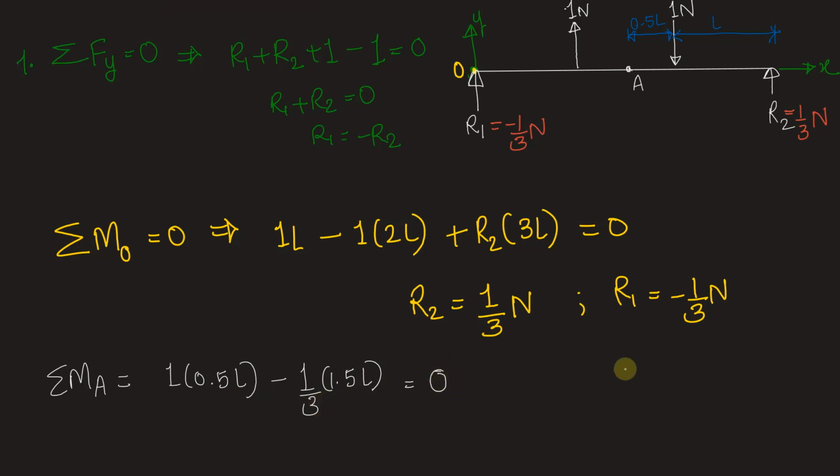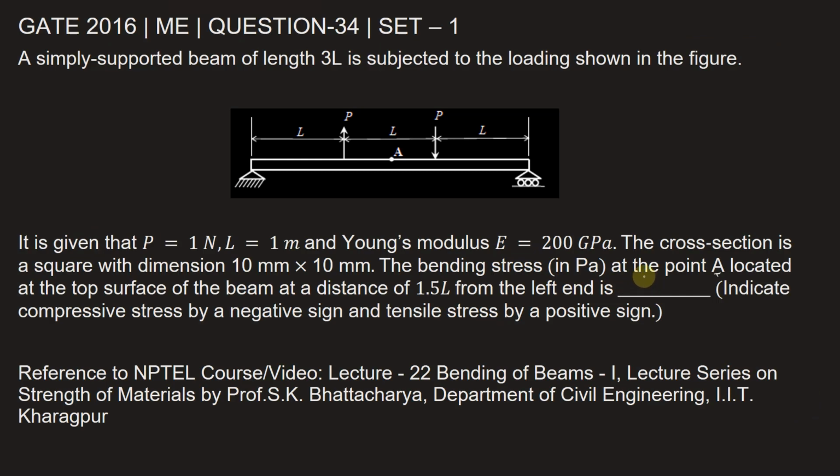Now if moment is 0, if we use the pure bending equation, M by I equal to sigma by y, bending stress at point A at any location will be My by I, which is equal to 0. Let's mark the answer. Bending stress in Pascal at point A located at top surface of beam is 0 Pascal.